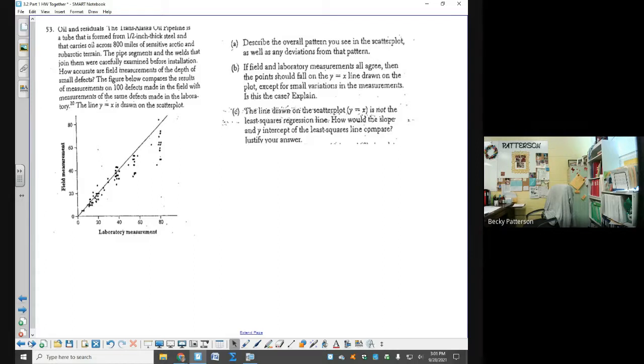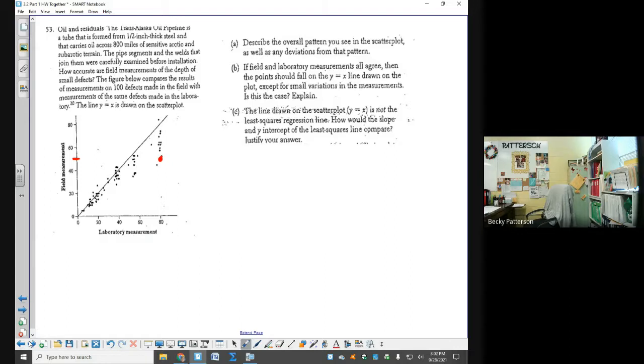If the lab is 80, look at some of these. Look at him. If the lab measurement was 80, he's only at 50. Now, don't write, let's just think. 53.